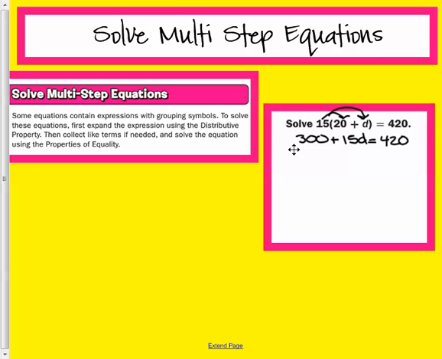Now we have a two-step equation that we're working with. So let's combine our like terms and take the 300 away from both sides, so we're left with the 15 in the variable on the other side. So to solve for d, we have to divide by 15 and we get 8.